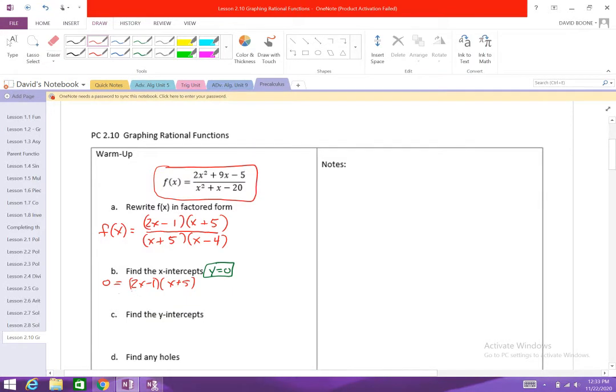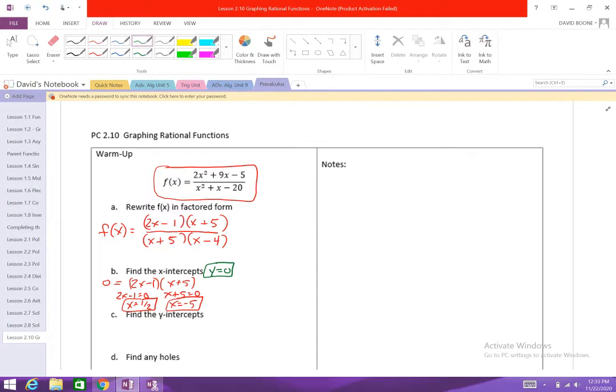Setting this first one, 2x minus 1 equals 0, if we add 1 and divide by 2, x equals 1/2 is a 0. A solution, a root, those are all synonyms. And this other one, x plus 5 equals 0, subtract 5 from both sides, x equals -5. These are the two x-intercepts, or roots, or solutions, or zeros. Those are all synonyms.